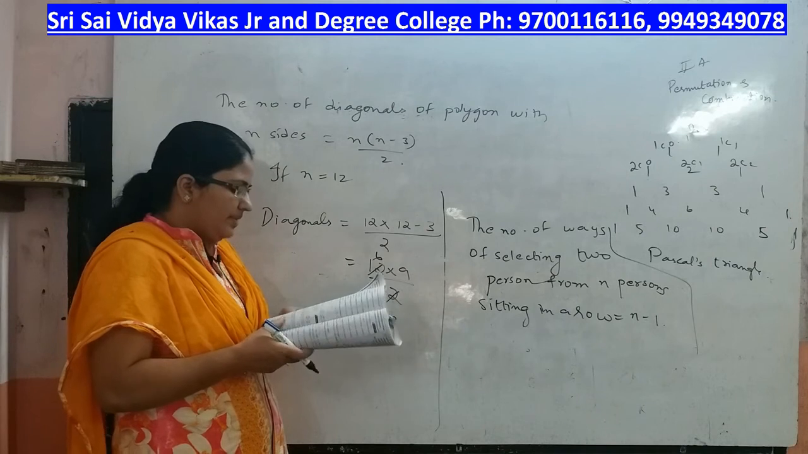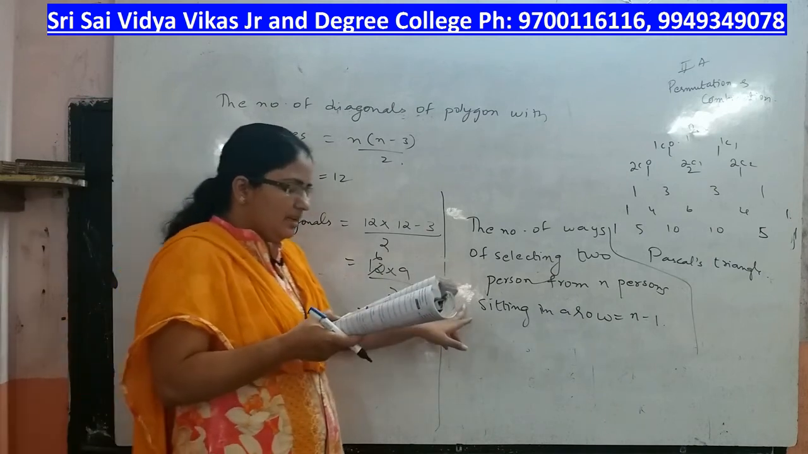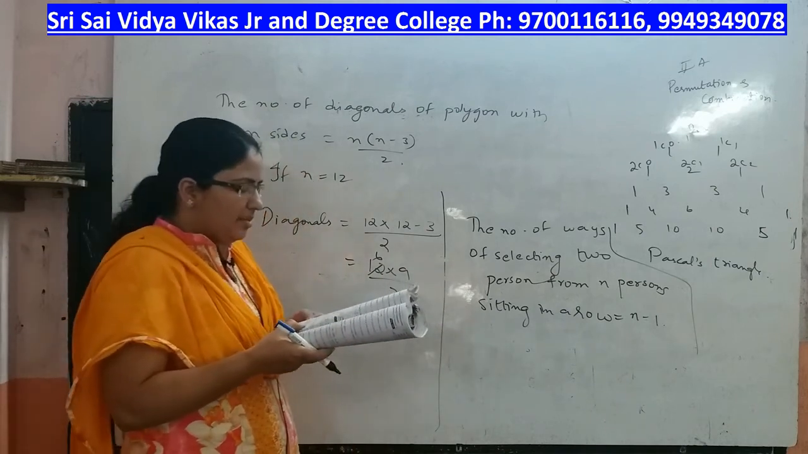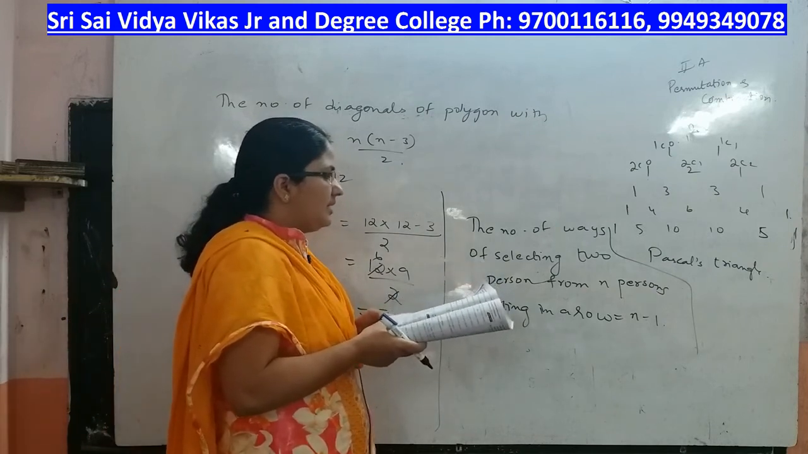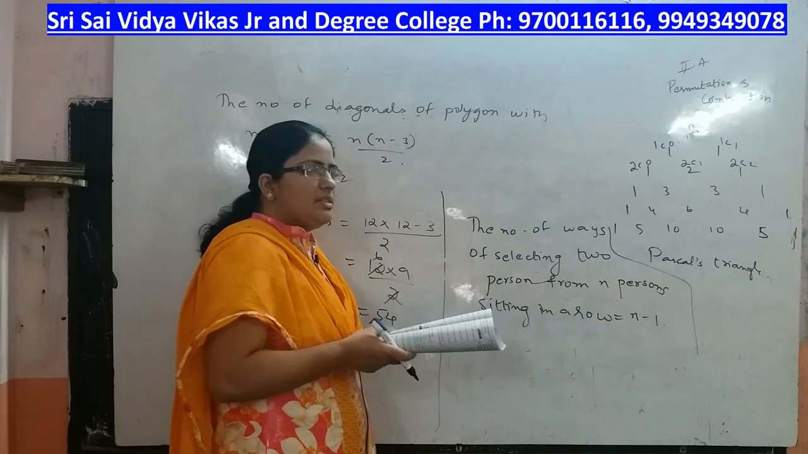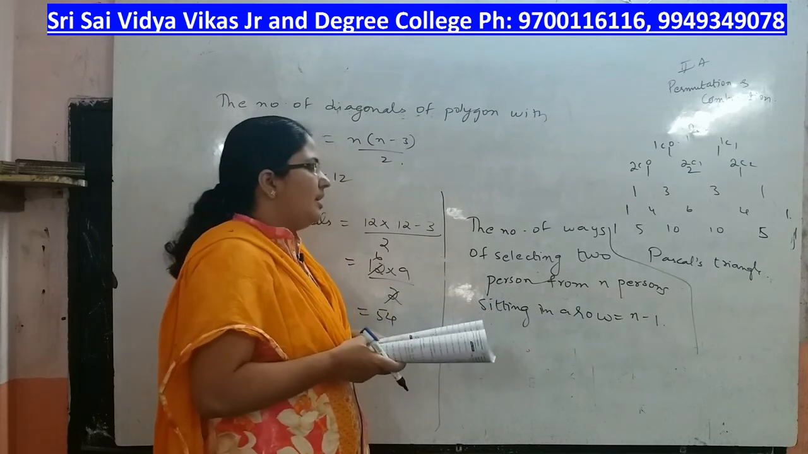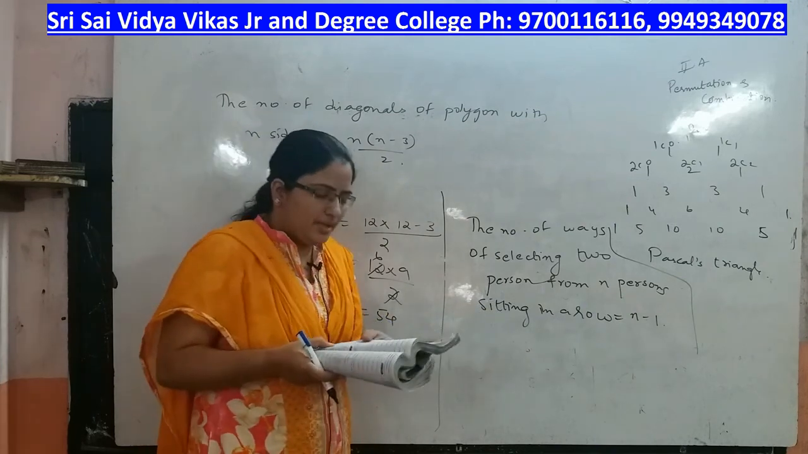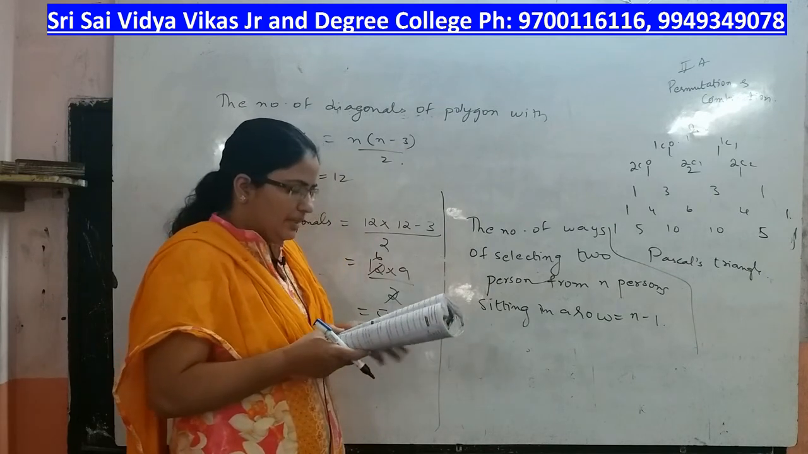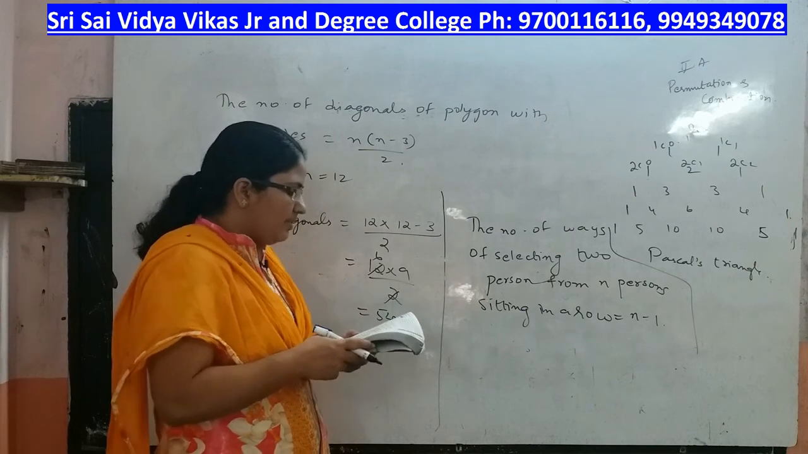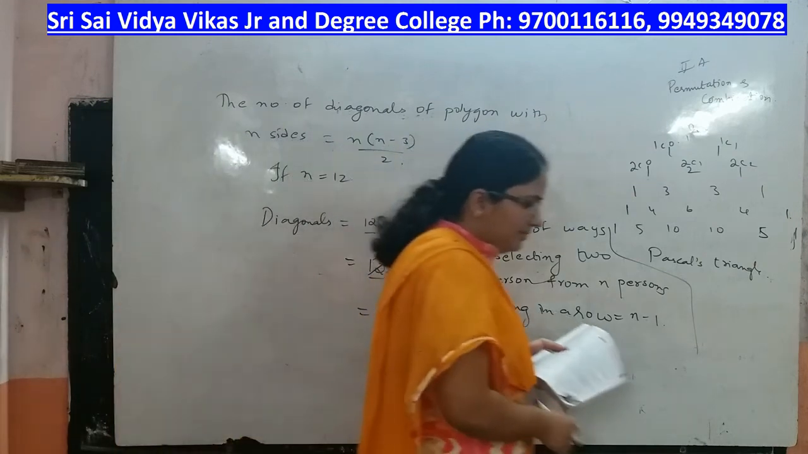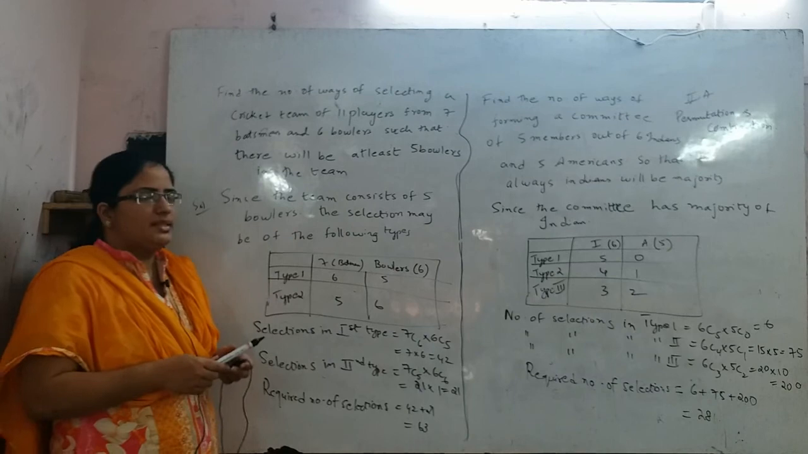Okay, the question for this is, if n persons are sitting in a row, find the number of ways of selecting two persons who are sitting adjacent to each other. That can be done in n minus 1 ways, because you can fix the position of a person sitting in a row. Next set of problems, we will do it in the next session. Let us discuss the next set of problems today.